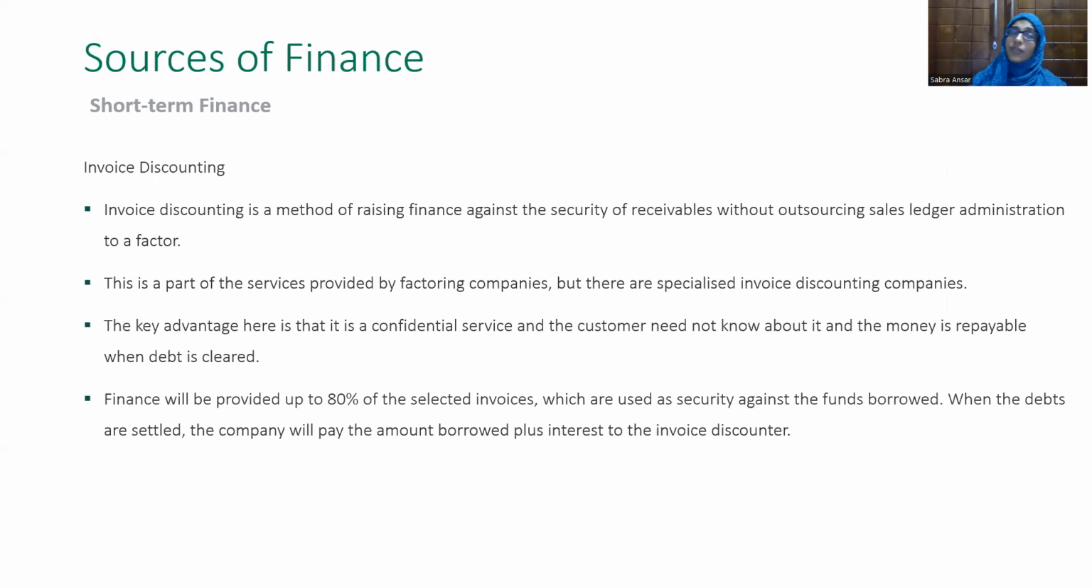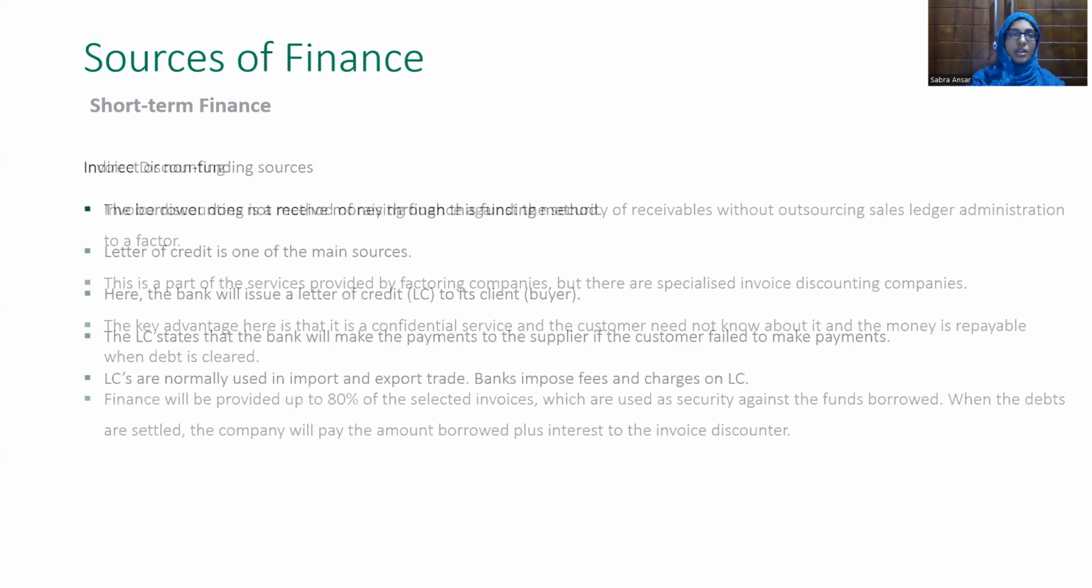So one of the key advantages here is that it's a confidential service, and the customer does not know about the money that is repayable when the debt is cleared. Funds will be provided up to 80% of selected invoices, which are used as security against the funds borrowed, and then when settled, the company will pay the borrowed amount plus interest to the invoice discounter.